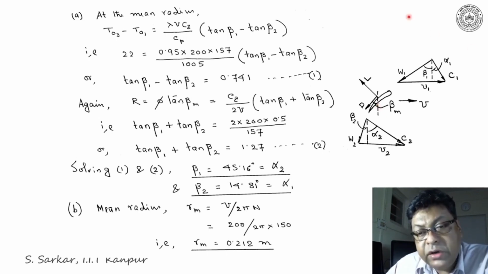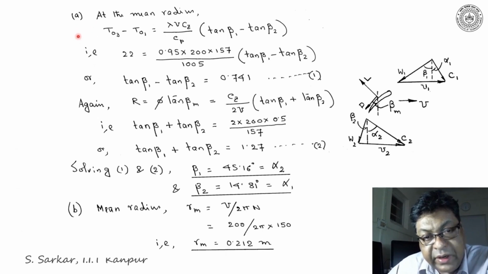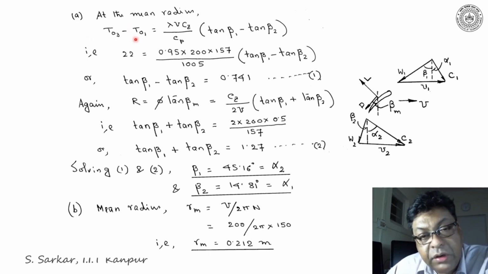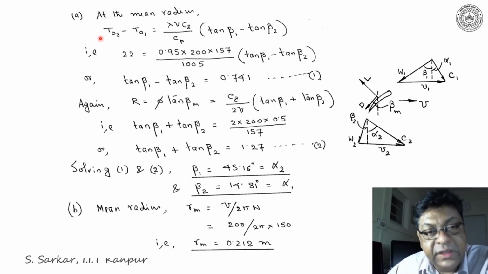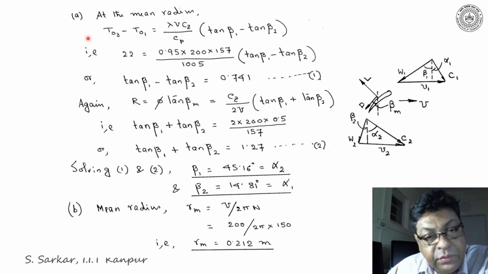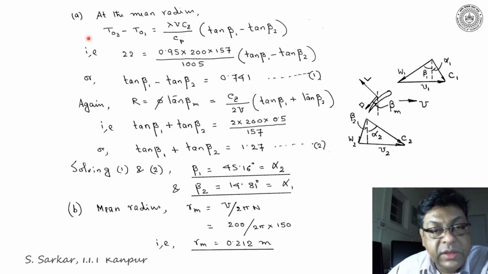Now, after drawing the velocity triangle, I have stated here that stage temperature rise T03 minus T01 is equal to lambda u Cz divided by Cp into tan beta 1 minus tan beta 2. This relation I have already proved. Lambda is the work done factor, u is the blade speed, Cz axial velocity component.